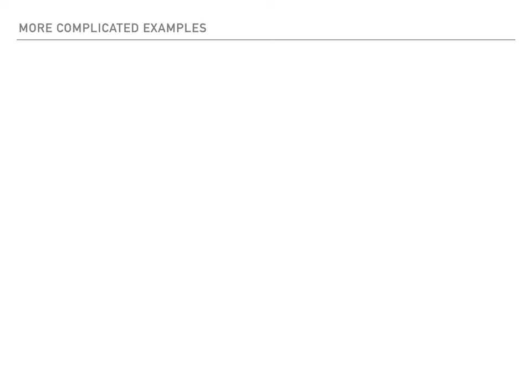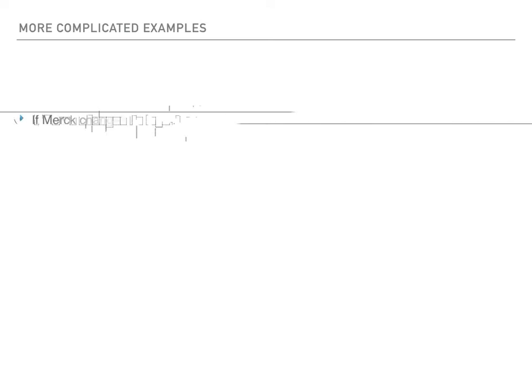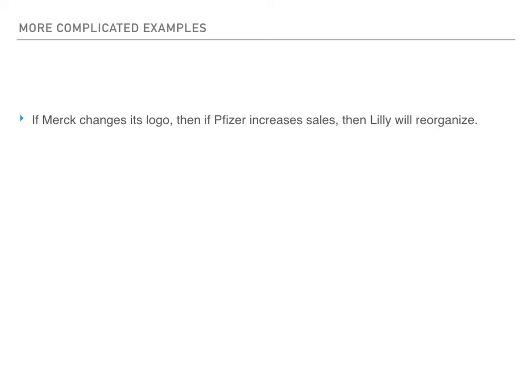Okay, so let's take some slightly more complicated examples. In particular, there's one kind of construction that I see people struggle with a lot, and that's when you have conditional statements that have more than one horseshoe operator in them. So take the sentence, if Merck changes its logo, then if Pfizer increases its sales, then Lilly will reorganize. So there's clearly two horseshoes in there. There's two occurrences of the word if.